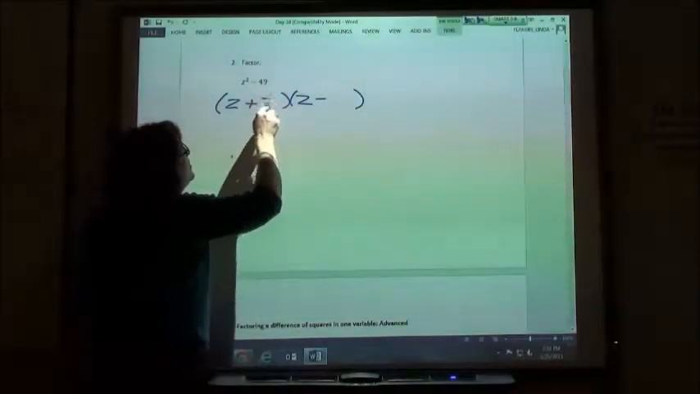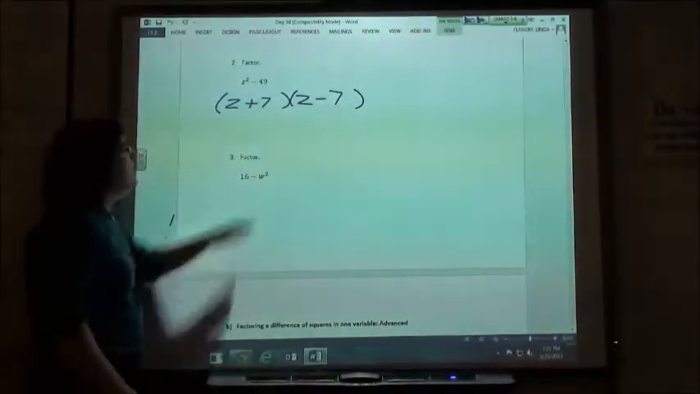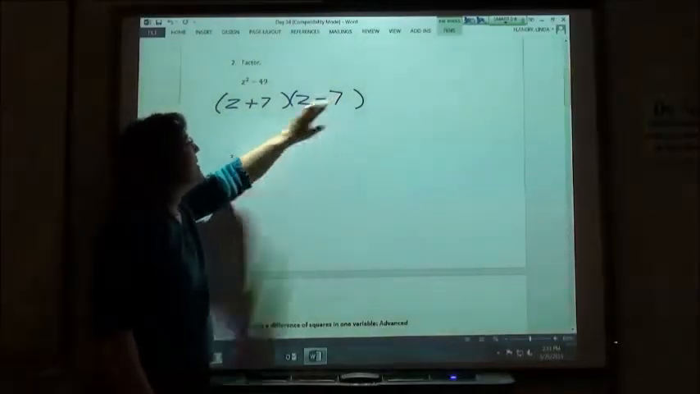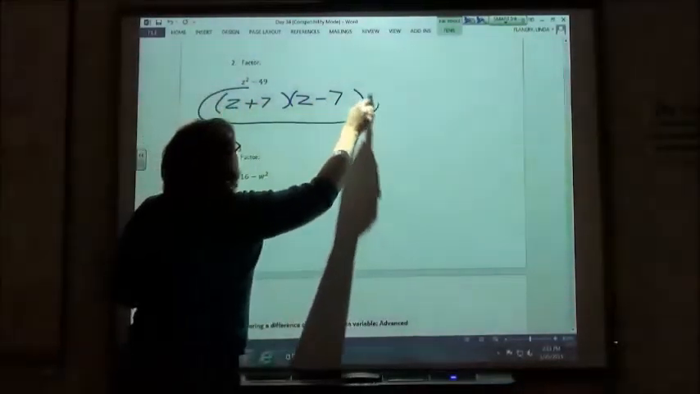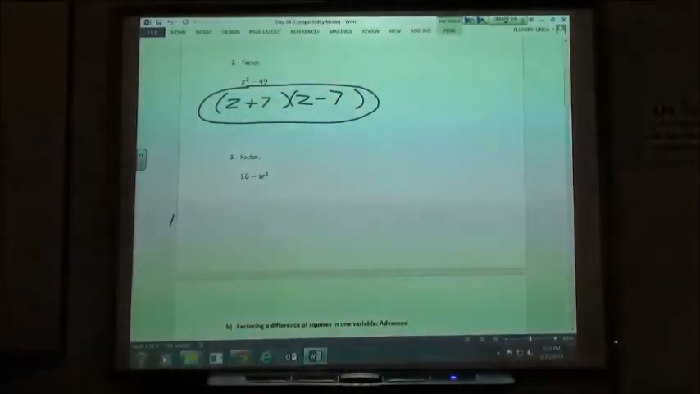So 49 would be 7 times 7. A positive 7 minus 7 is the 0 z's in the middle. So z plus 7 times z minus 7 is my conjugate pair that I'm going to get for my answer.